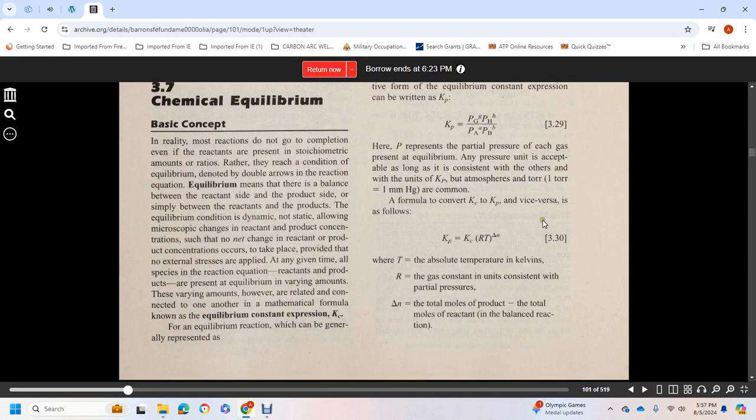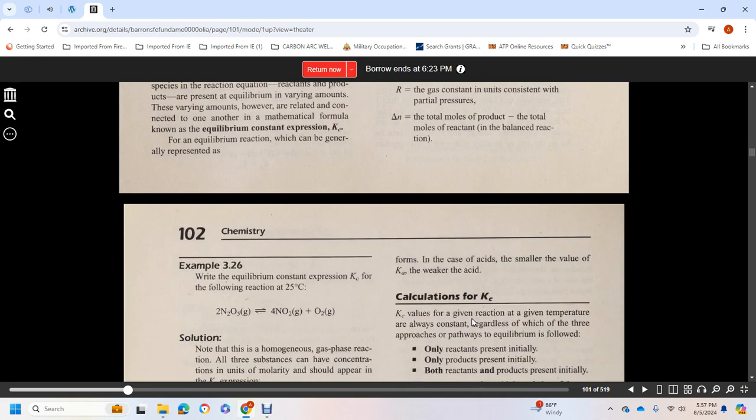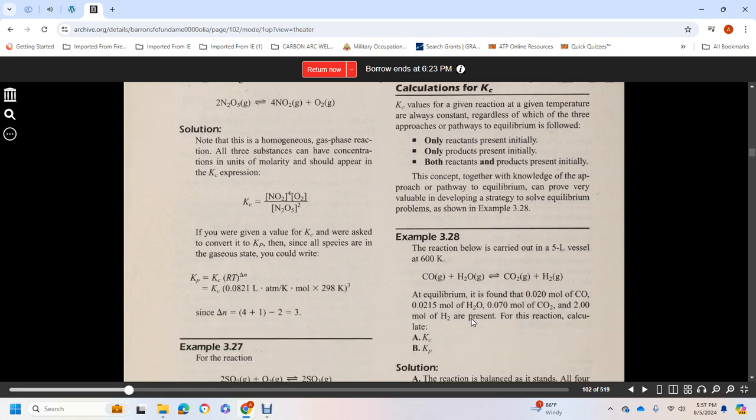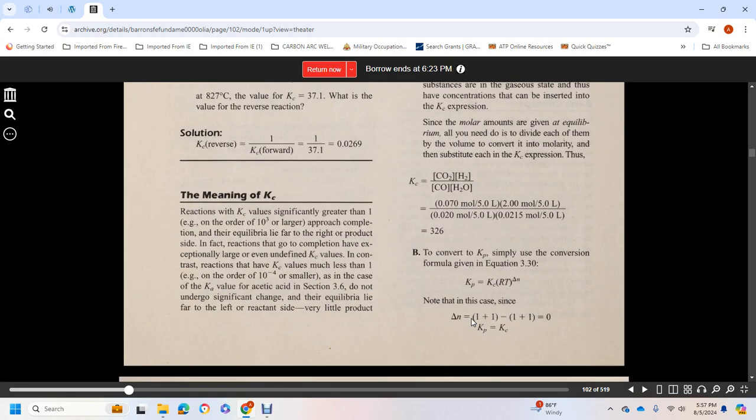And vice versa. Kc relates to Kp through the gas constant, with units consistent with the partial pressures, times the absolute temperature in kelvins, raised to the total moles of the products minus the total moles of the reactants. And it goes into an example solution, another example solution.